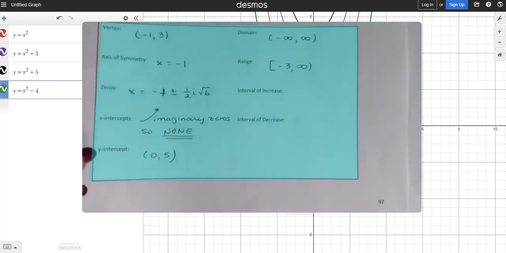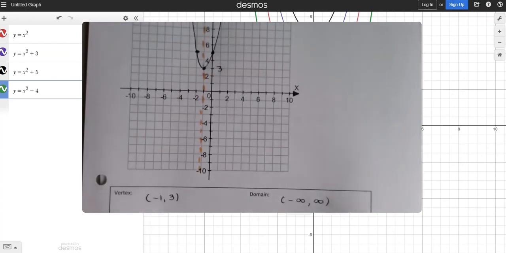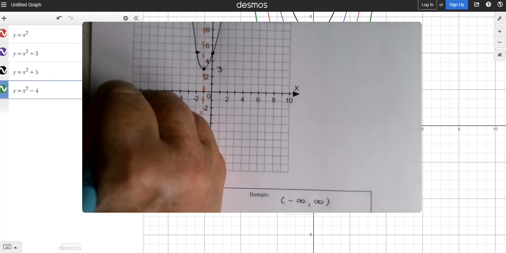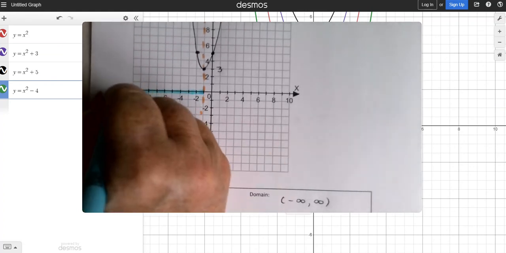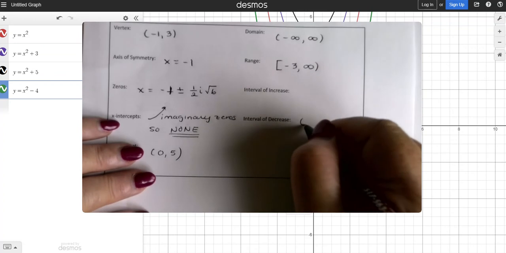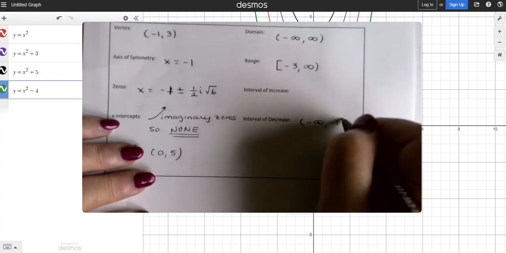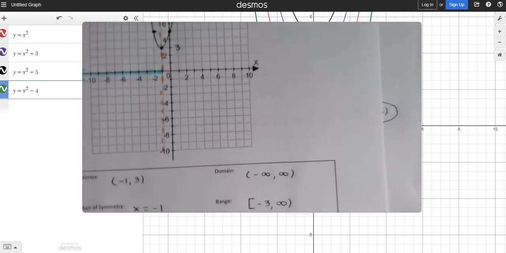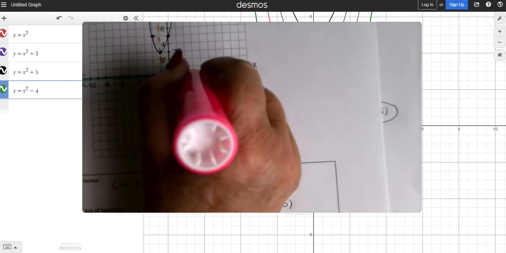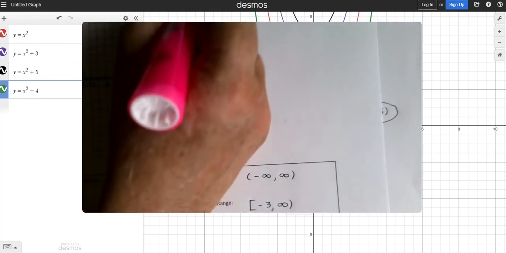And then finally the intervals of increase and decrease. This graph starts out decreasing until we get to that axis of symmetry. So it decreases from -infinity to -1. And it increases on the other side of the vertex. From -1 to infinity, it's going uphill.